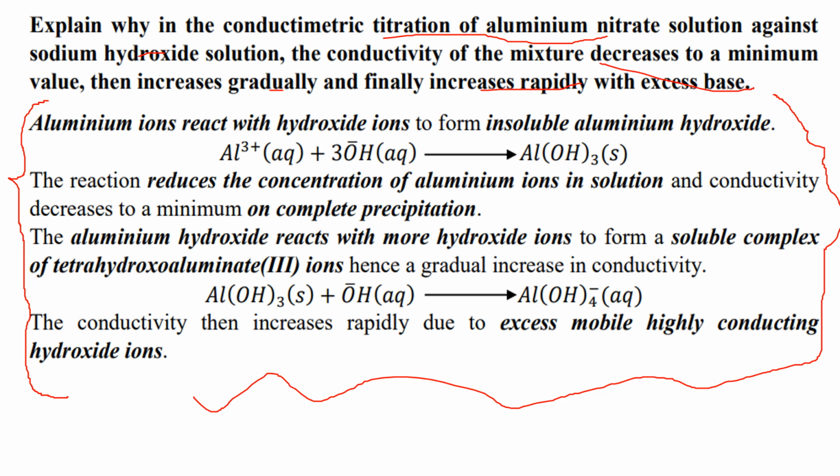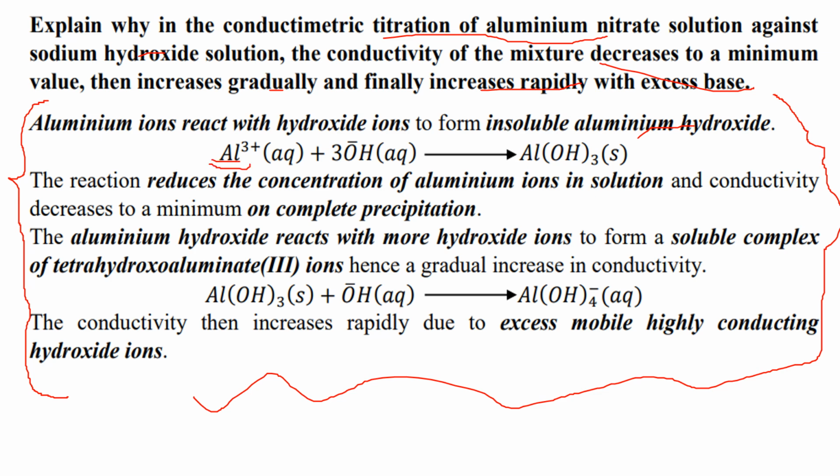So in a solution of aluminium nitrate, we expect the cations of aluminium, and you know that these aluminium ions always react with the hydroxide ions coming from sodium hydroxide solution, giving us a white precipitate, which is aluminium hydroxide. Initially, the conductivity is going to be higher before adding sodium hydroxide because we have excess aluminium ions together with the nitrate ions.